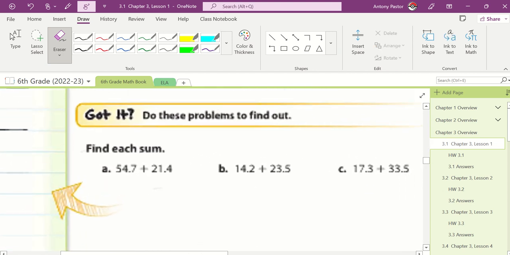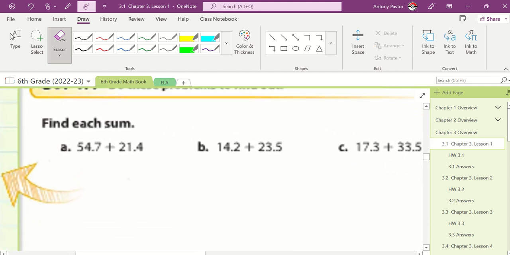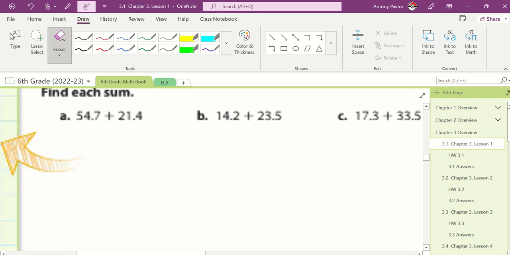Let's do a few got it problems. 54.7 plus 21.4.